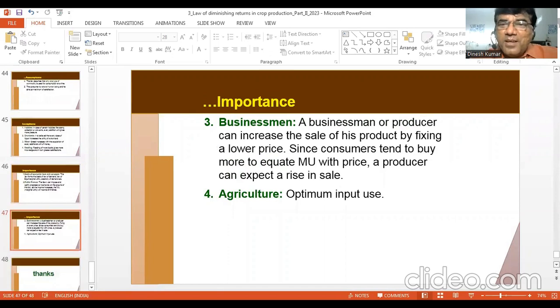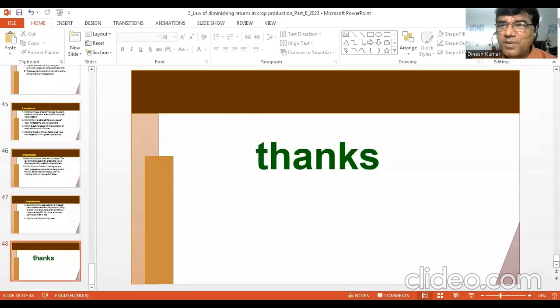A businessman or producer can increase the sale of his product by fixing a lower price. Since consumers tend to buy more to equate marginal utility with the price, a producer can expect a rise in sales. Agriculture, optimum use of input. In agriculture, of course, it is very much applicable, and in co-production also. So this finishes this lecture.